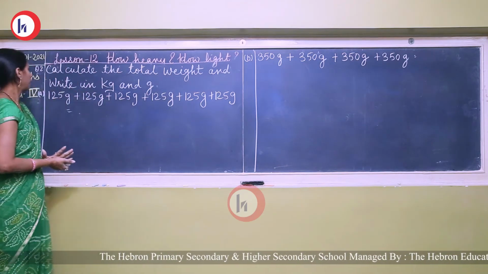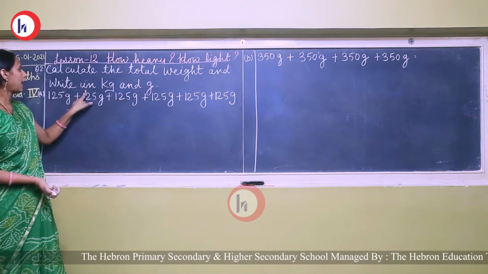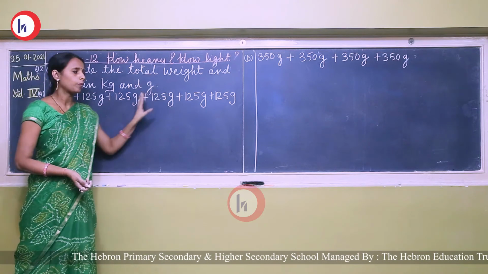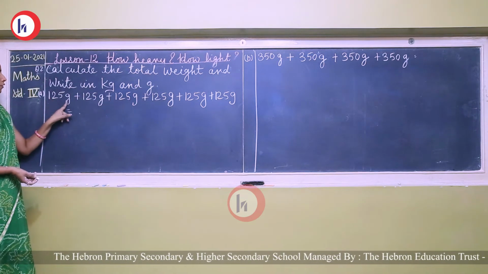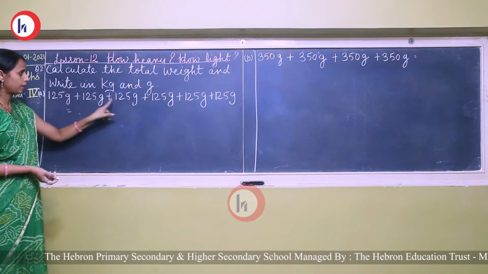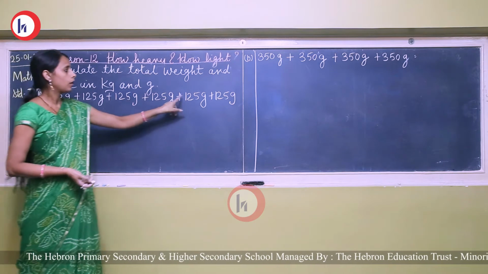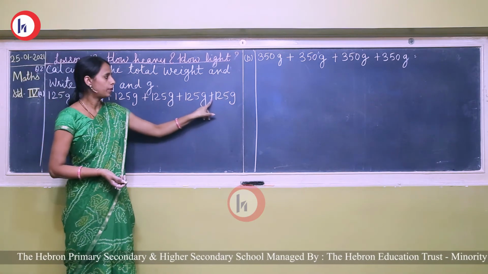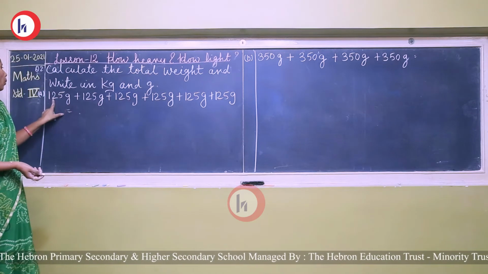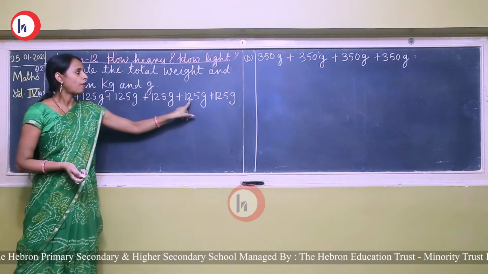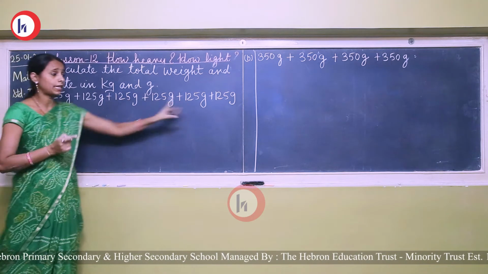Okay students, the next question is: calculate the total weight and write in kilogram and gram. Here you can see in this question, 125 gram plus 125 gram plus 125 gram plus 125 gram plus 125 gram plus 125 gram. How many times is it repeated? 1, 2, 3, 4, 5, 6. That means 125 gram is repeating 6 times.